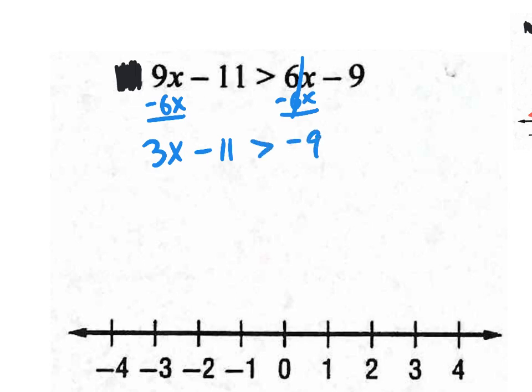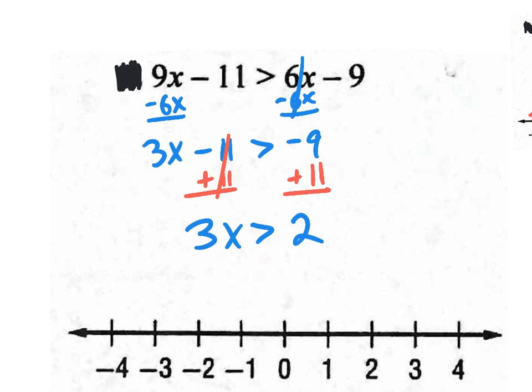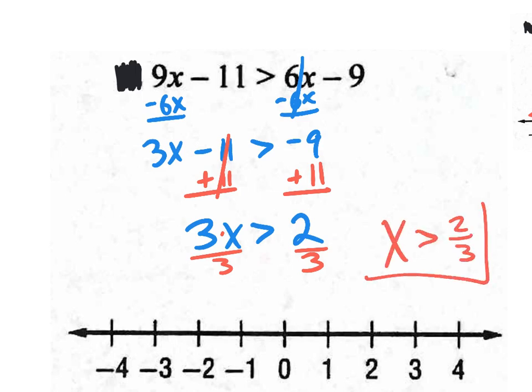Now we solve that inequality the way we would solve an equation. Plus 11 cancels. Plus 11. My new inequality is 3x is greater than 2. I need to get rid of that 3 right in front, so I would divide by 3, and there's my answer. x is greater than 2/3.